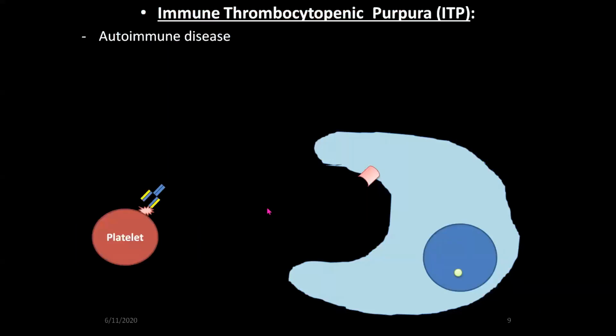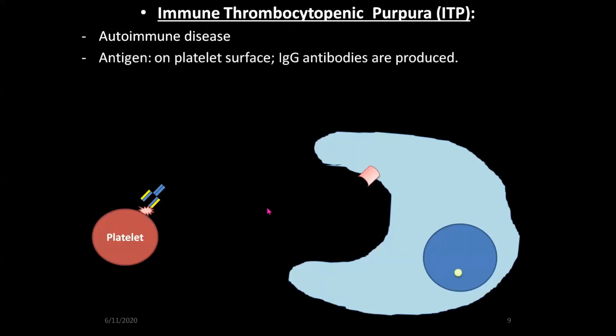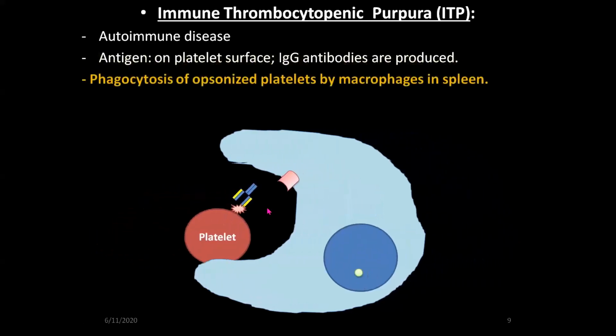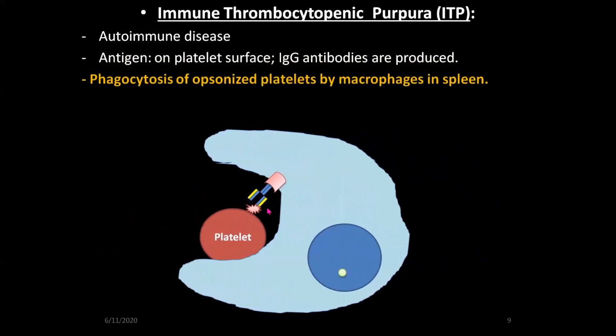Immune thrombocytopenic purpura, ITP, is a good example of antibody-dependent cellular phagocytosis. It is an autoimmune disease. Antigens are present on the surface of platelets. The antibodies are of IgG class. Opsonized platelets are phagocytosed by macrophages in the spleen. In this way, there is extravascular destruction of platelets in the spleen in immune thrombocytopenic purpura.